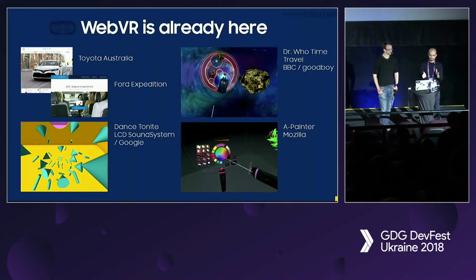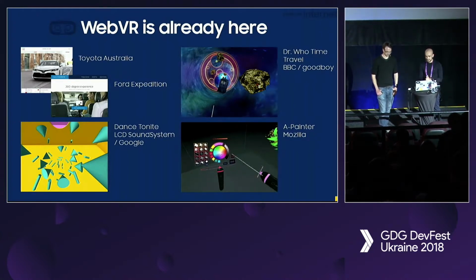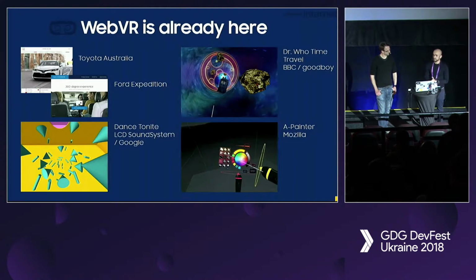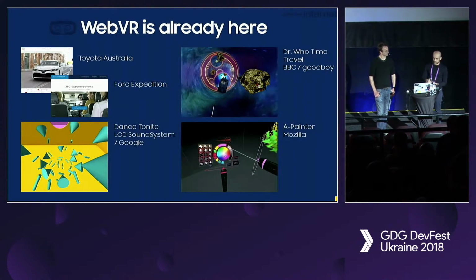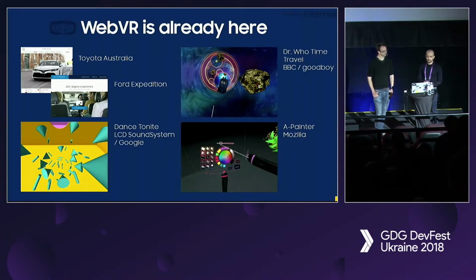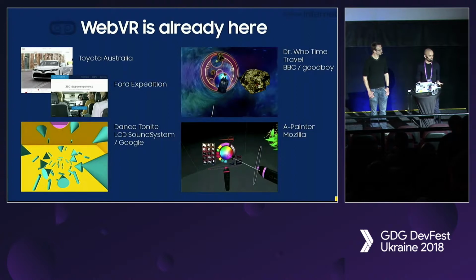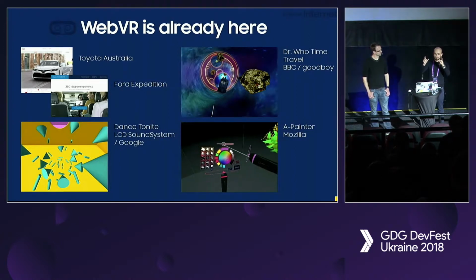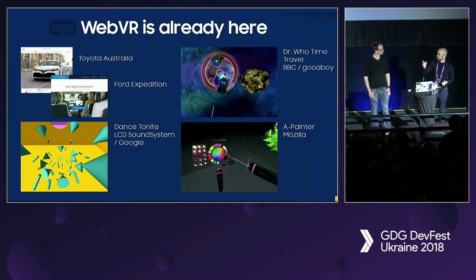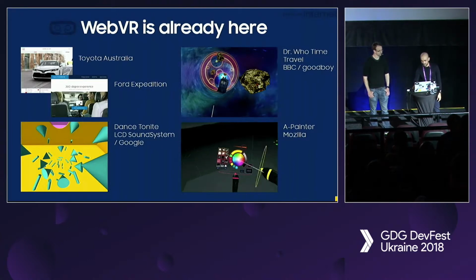Again, thinking about progressive enhancement. We collaborated with BBC and Good Boy on a game where you fly the TARDIS through space, and even popular clones of applications like Google Tilt Brush, the A-Frame, the Mozilla A-Painter, which has the added advantage that you can just take your creation and share it with a link. So it does have all the advantages of the web.